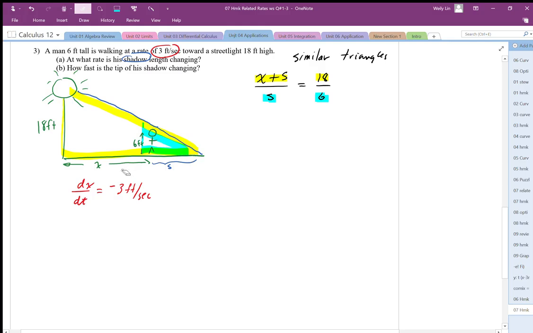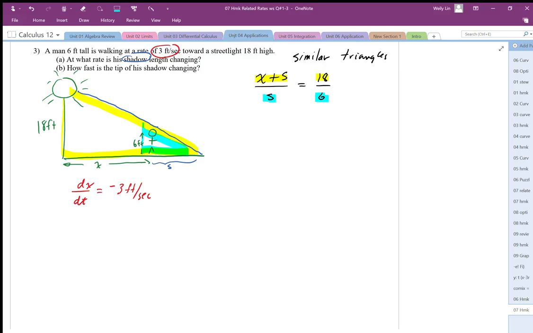Okay, so because he's walking towards the street light, we know if we let this distance be x and the s distance be his shadow length, the distance x is decreasing, so we need to show the rate as a negative 3 feet per second. So this problem is based on similar triangles.